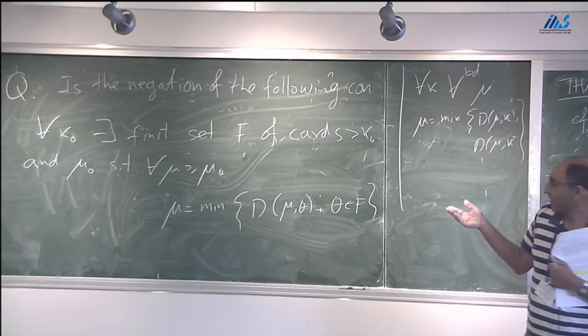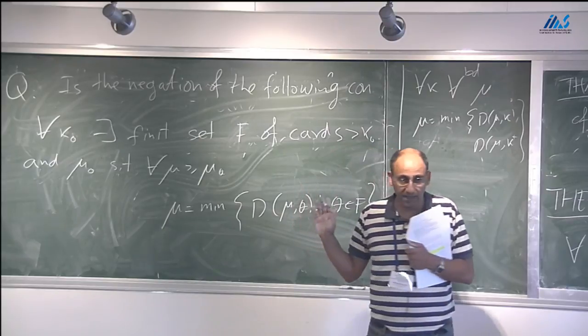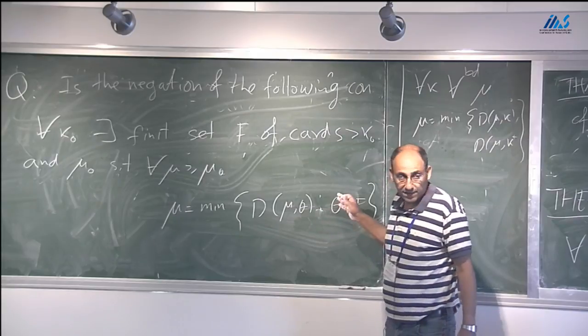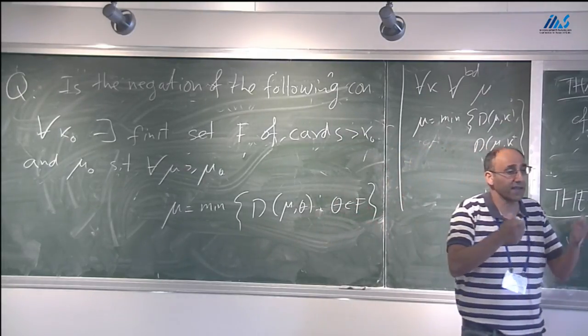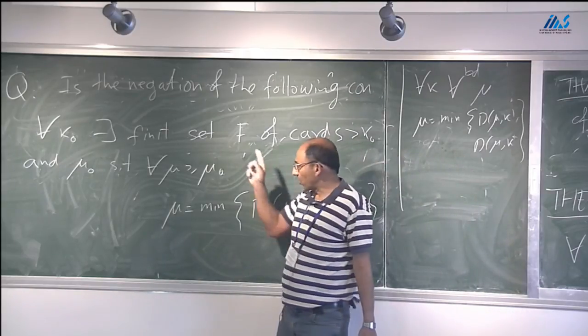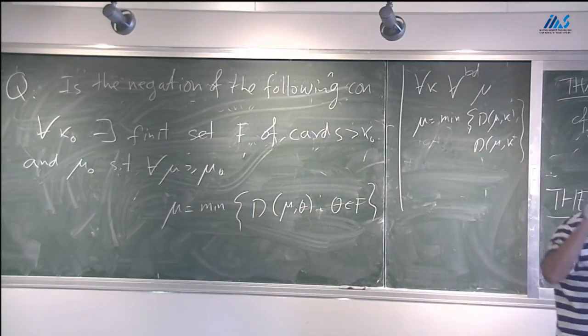Guesses? Well, you know. The answer is yes. And here is Moti's model. It says every mu above something, to the minimum of the densities with the thetas in F, in the finite set. Maybe just think of all cardinals above mu zero. Think about it this way. I should have said something else.